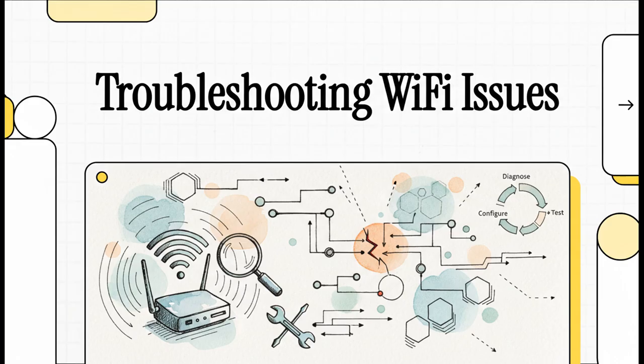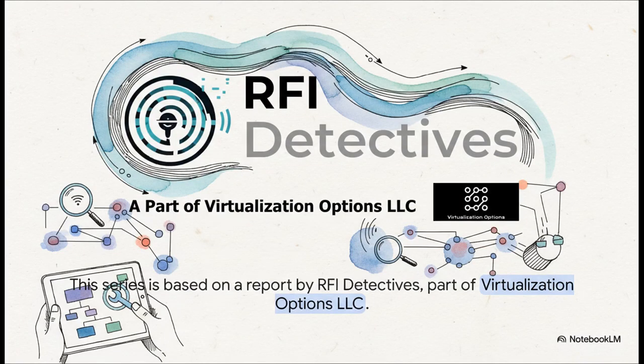We're going to take all that theory and put it to work right where it counts, in the field. We're building a step-by-step game plan for crushing the most common Wi-Fi issues you face, turning those headache service calls into quick wins. Yep, you heard that right. This is part 10 of our deep dive, all based on that amazing report from the RFI detectives over at Virtualization Options LLC. We've laid all the groundwork, and now it's purely about the how-to. How do we apply this knowledge to solve the real problems you see day in and day out?